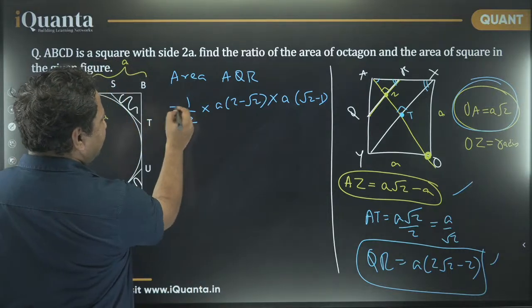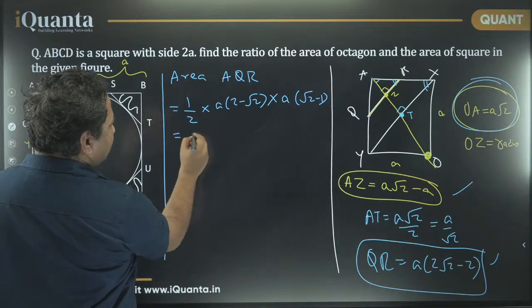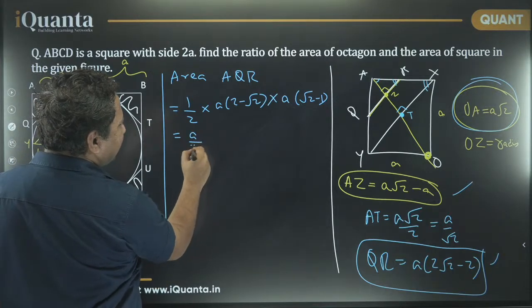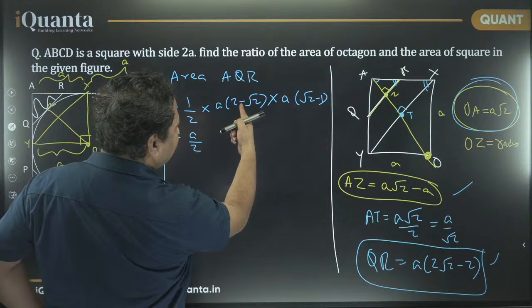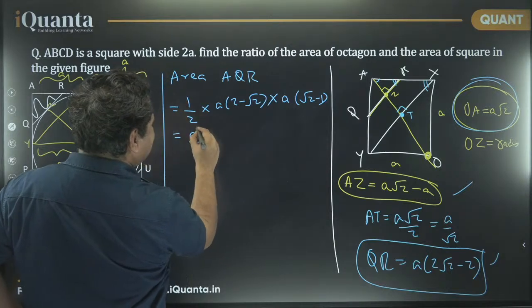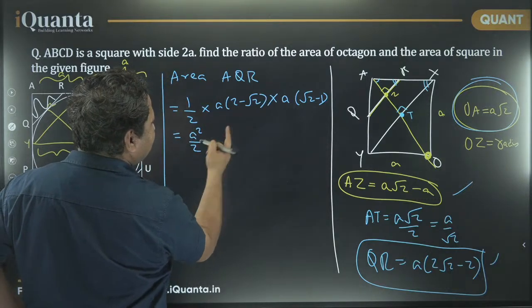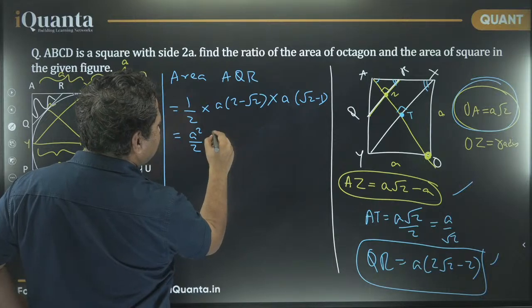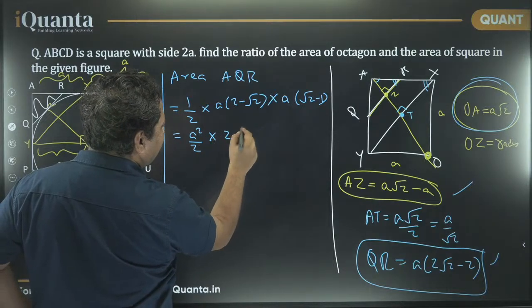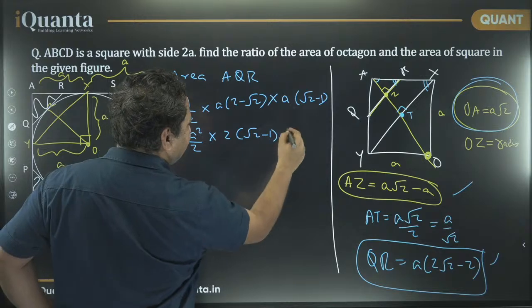जल्दी से कैलकुलेट कर लो. Lot of irrational values are there. So A बाहर रख लेते हैं, A by 2. Here we have A square by 2 बाहर ले लेते हैं. And then we have 2 minus root 2. So let's take 2 also common. Root 2 minus 1 and one more root 2 minus 1.